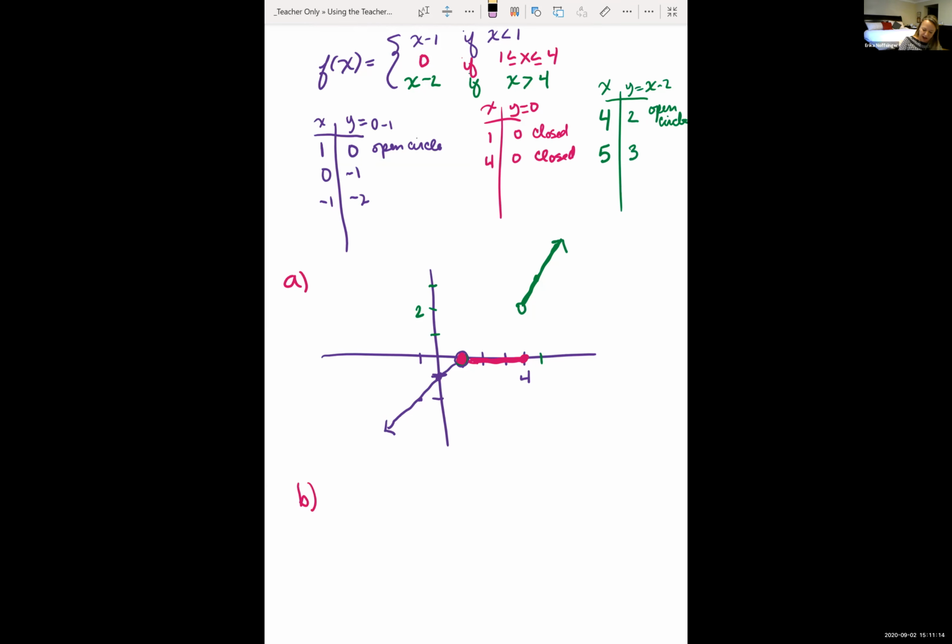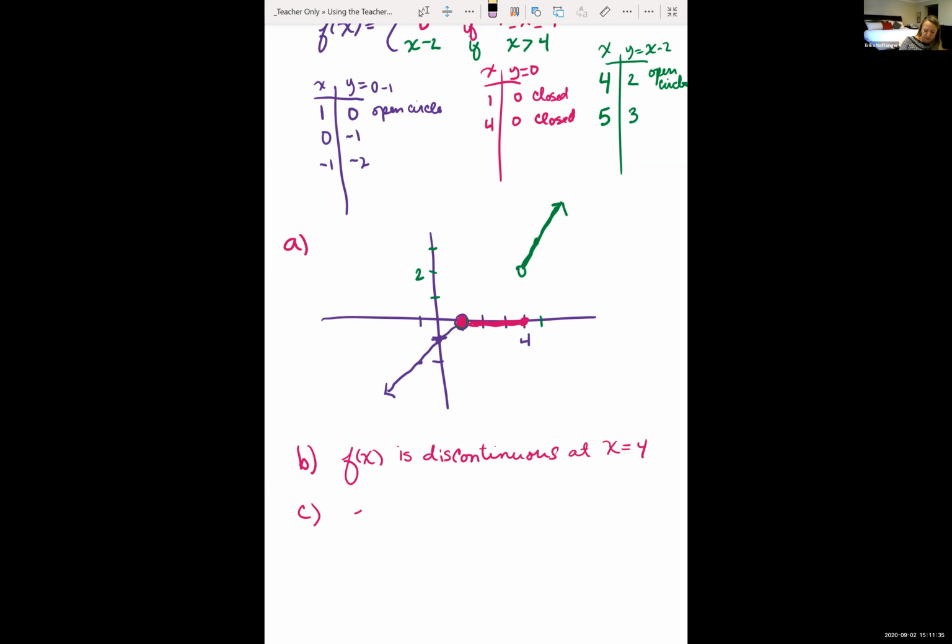Okay, so the graph of f of x is discontinuous at x equals 4. So they wanted us to show the limit as x approached that number on the left. So if we're coming into this 4 on the left, we're using the pink graph, and the y value we get closer and closer to as we get to 4 is equal to 0.